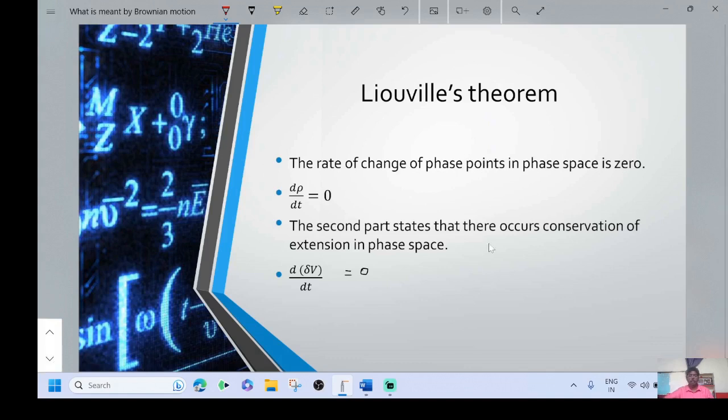Liouville's theorem. The rate of change of phase points in phase space is 0. That is, d rho by dt equal to 0. The second part states that there occurs conservation of extension in phase space. d by dt of delta V equal to 0.